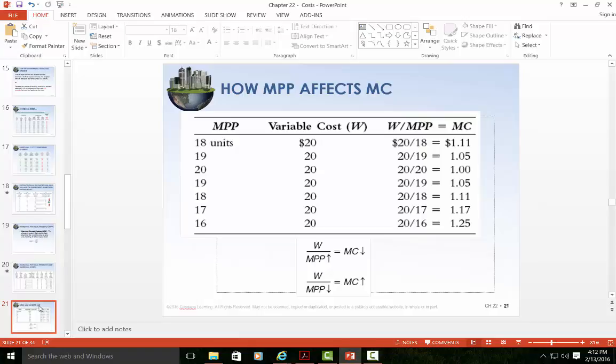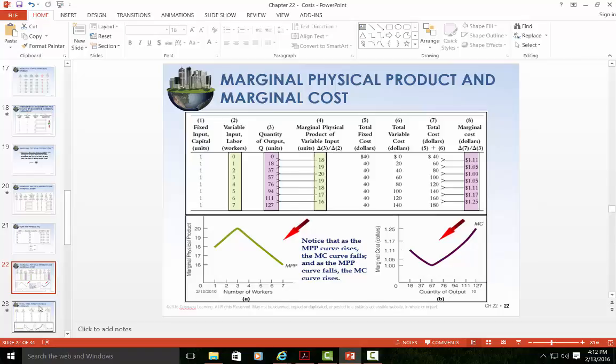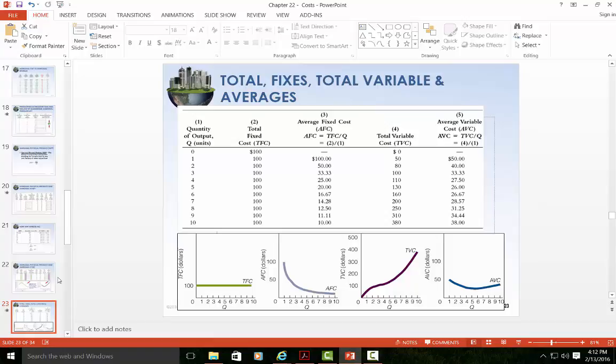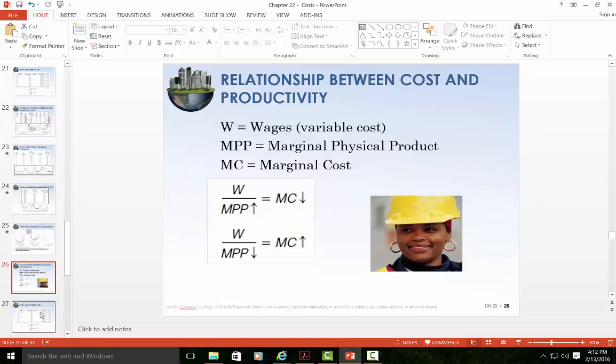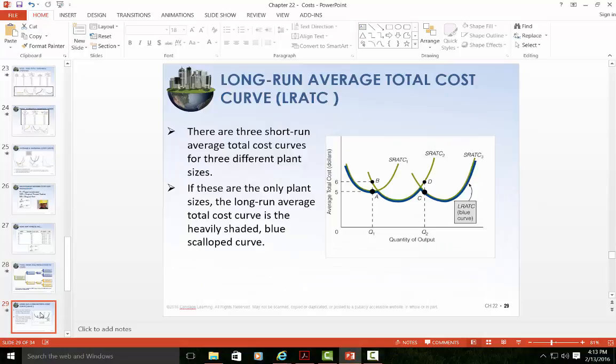All right. A couple of other things to know about this. Again, for the test, what I'm going to ask you is to know what the names of these various graphs are. So know that. And same thing here, know what these are. That really is the extent that you're going to have to know this material, simply identifying what the graphs are. The last thing is to know something about long run average total costs, right?